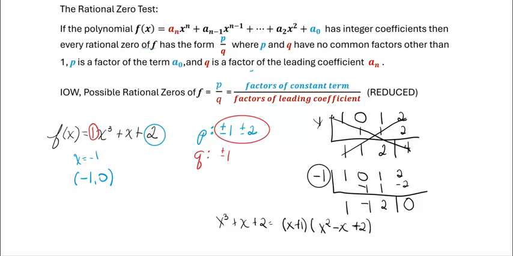I would have to use the quadratic formula, and when I did that, I would see that I would have no other real roots. So the only real root, which is a rational root, of this function is negative 1. And I found that I narrowed my choices by using the rational zero test. Now let's do another one.